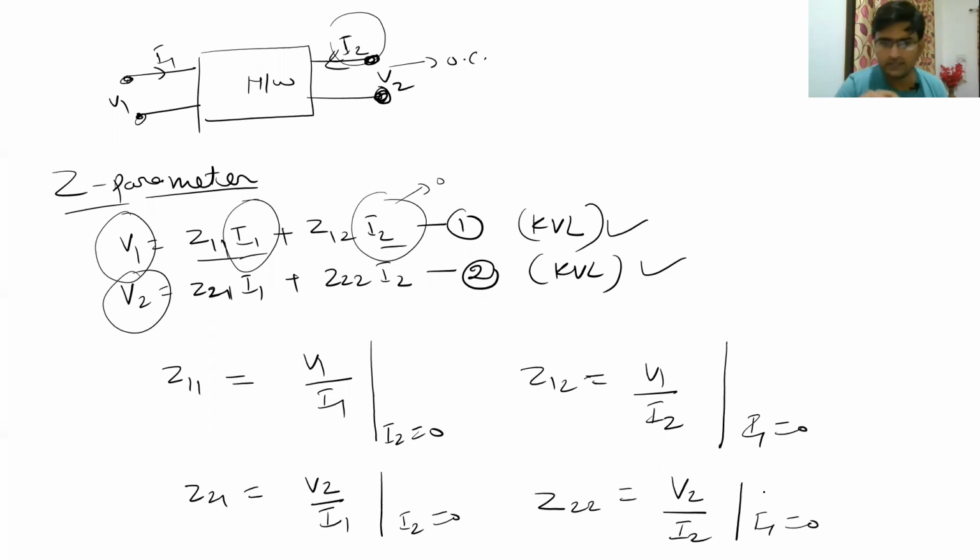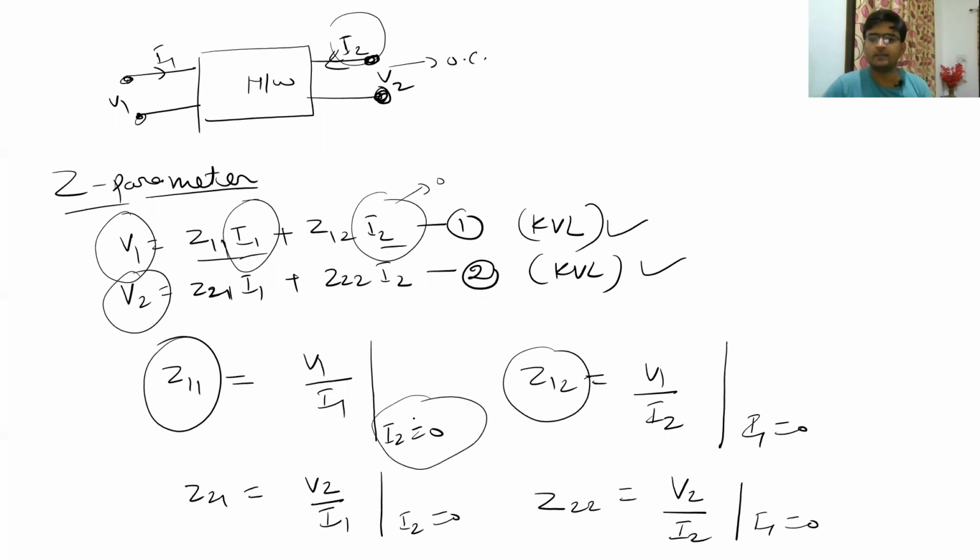So in all these definitions of these parameters, one thing you are seeing is that one of the currents is being made 0, which means one of the terminals is being open circuit. So to find all the values of these parameters, you have to make one of the ports open circuit. That is why these parameters are also called open circuit parameters, right? So this is the funda behind this.